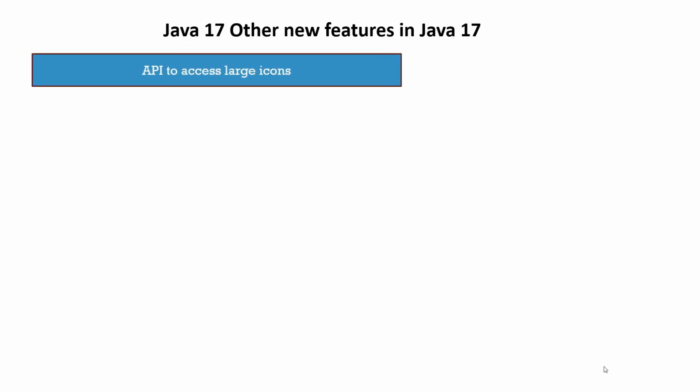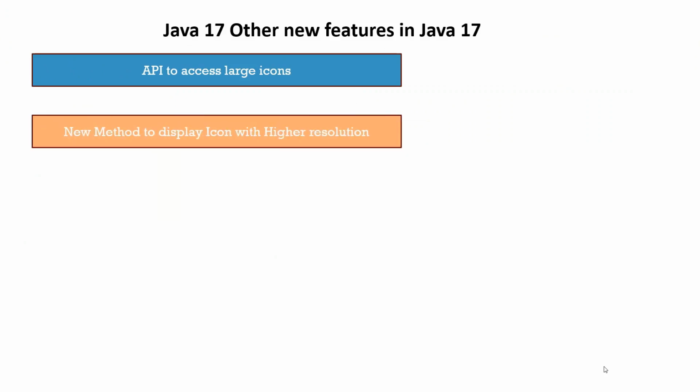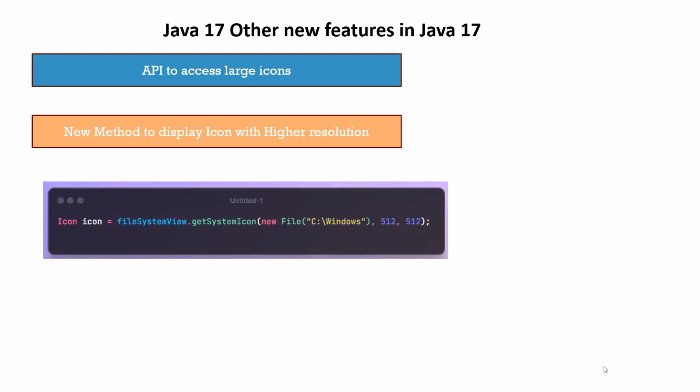In Java 17, it introduced a new method in Java Swing in which we can display any icon with higher resolution. Here is the example for this new method. FileSystemView.getSystemIcon, in which we can pass a new file object with dimensions 512, 512. Earlier, this method only took a file object and it returned an icon object.